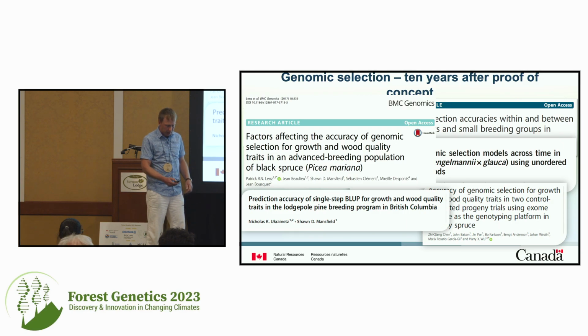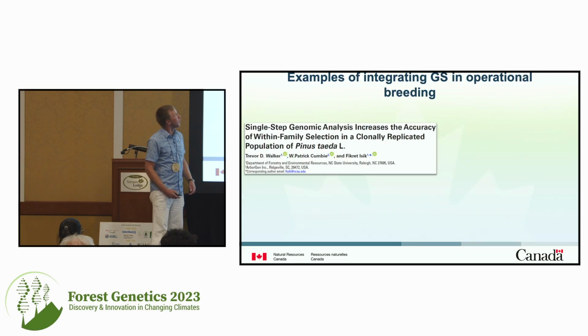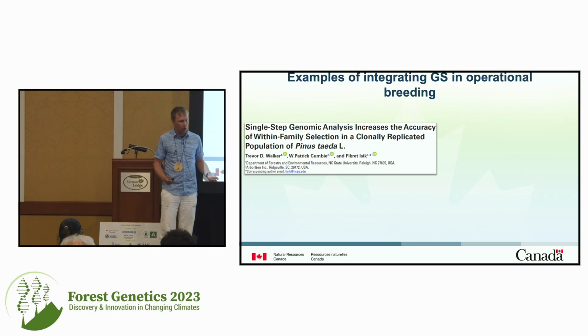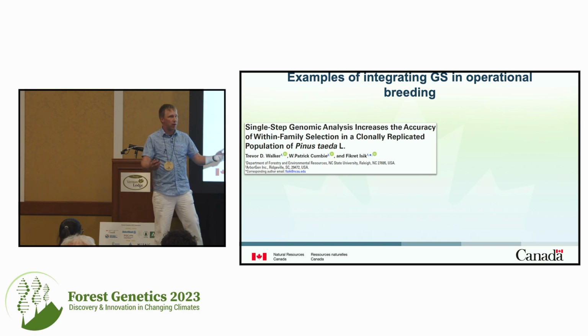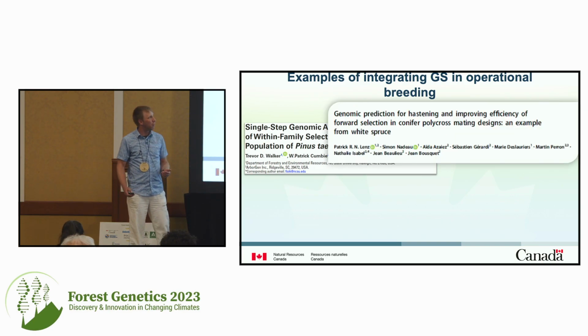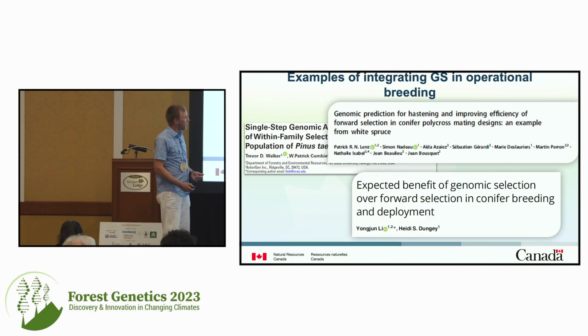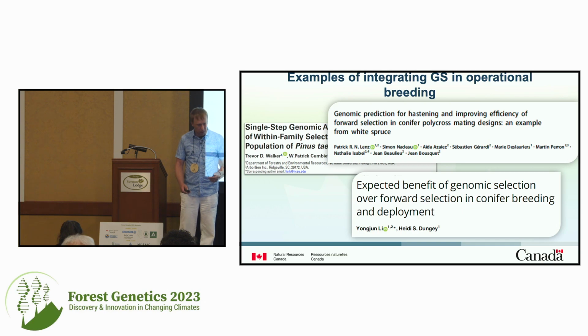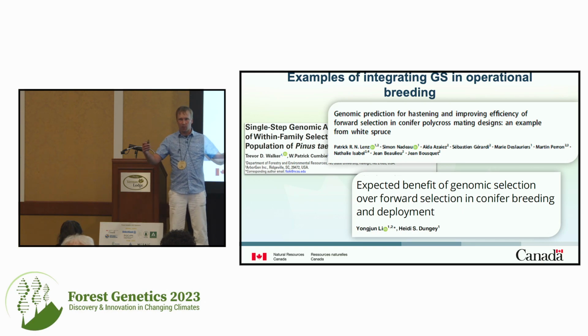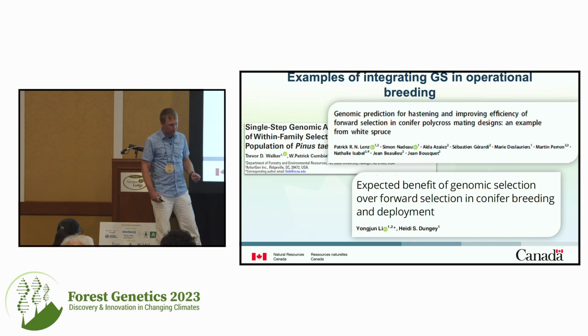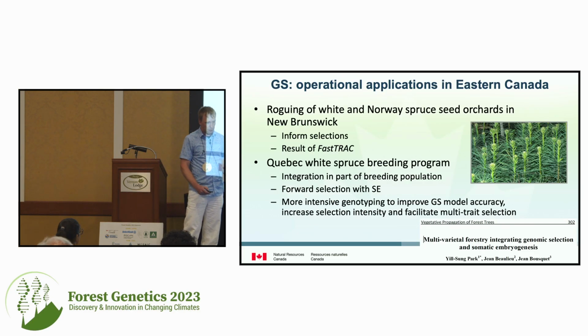But I think it's only recently that we see more papers looking at the integration of genomic selection in operations: how can I deploy the gain out into the field, what mating designs do I need, what would work best, and of course also the work that has been done on radiata pine. So just a quick shot of a few examples in that field.